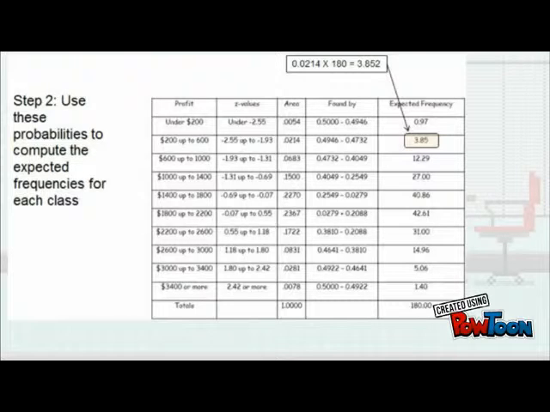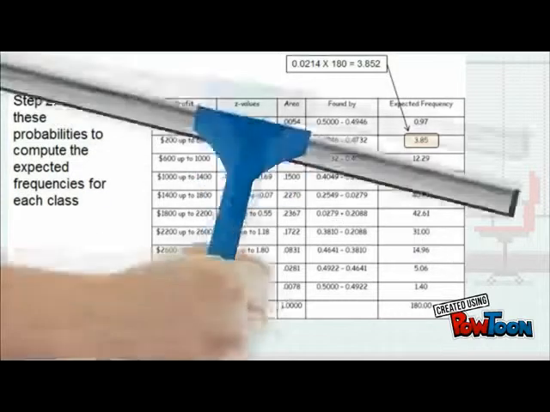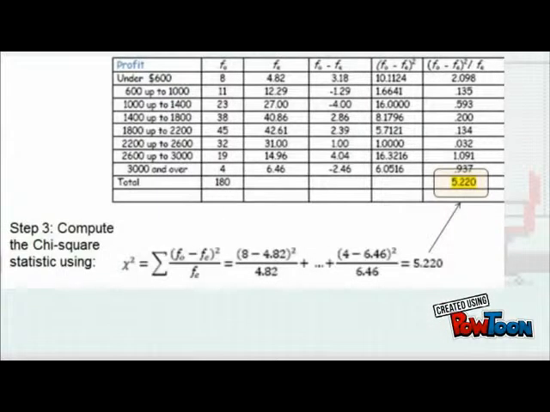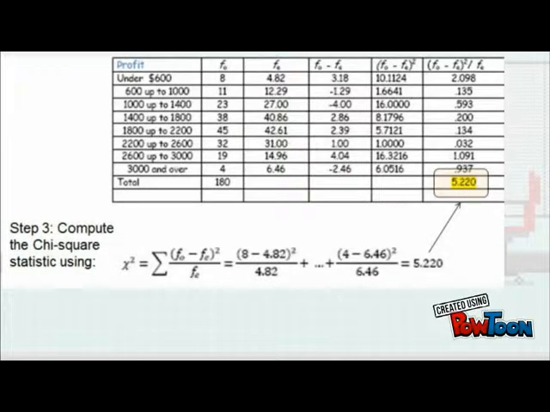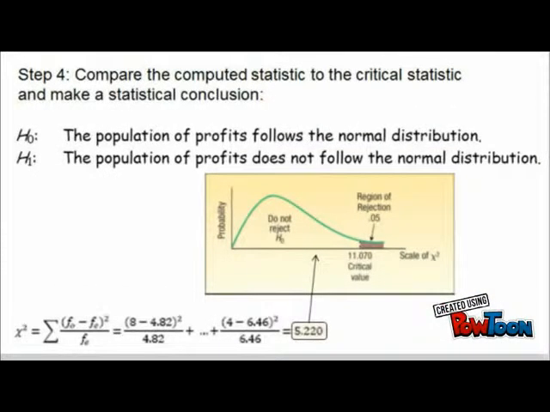Step 2. Use this probability to compute the expected frequency for each class. Step 3. Select the test statistic. The test statistic follows the chi-square distribution. Step 4. Compare the computed statistic to the critical statistic and make a statistical conclusion.